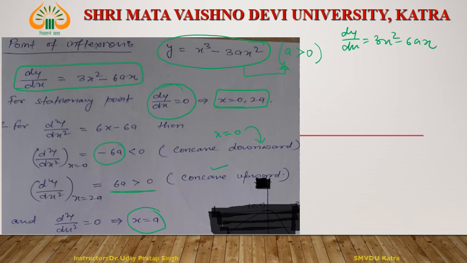And what is the third derivative? Third derivative is 6, that is not equal to 0. Then this x is equal to a is POI, point of inflection. Okay.